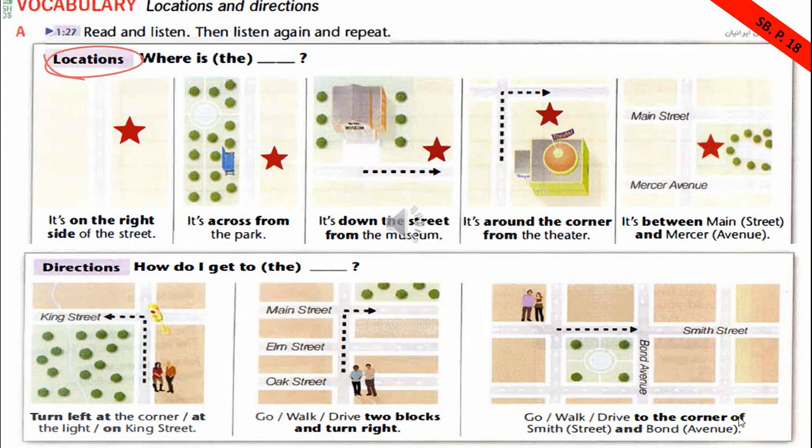Okay, we are here again. So when we talk about locations, we can ask some questions like where is the bank, where is the school, and we can say where's, if we want to make a contraction. So where is the bank? Now, can you see here the star? Every time we are going to give the location of the star in every picture.